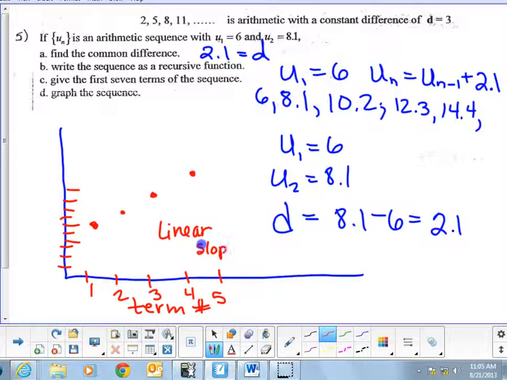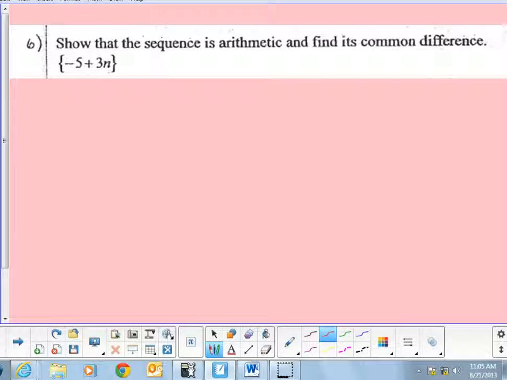The slope is actually what? 2.1 over 1, because every term number 1 is going over 2.1. All right, we happy with that question? Easy peasy? Okay, this next part, there's 2 ways to do this question.